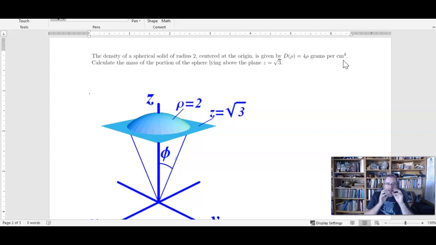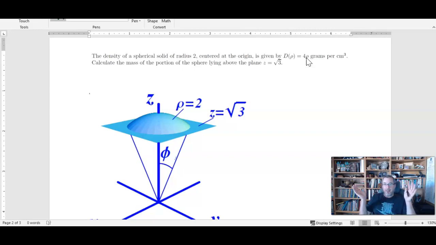And this solid has a density that varies with rho. Remember our Greek letter rho right there. Rho is the distance from the center of the sphere to any point on the edge of the sphere. Notice when rho is 0, the very center of the sphere, 4 times 0 is 0 grams per cubic centimeter. There's 0 density at the very center point. But as rho increases from 0 to 1, ultimately to 2, this spherical object gets more and more dense.